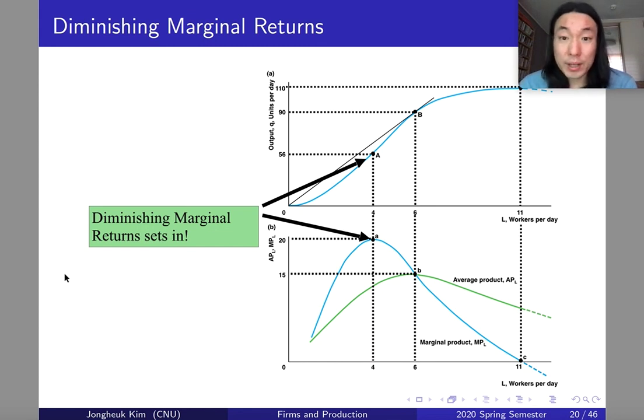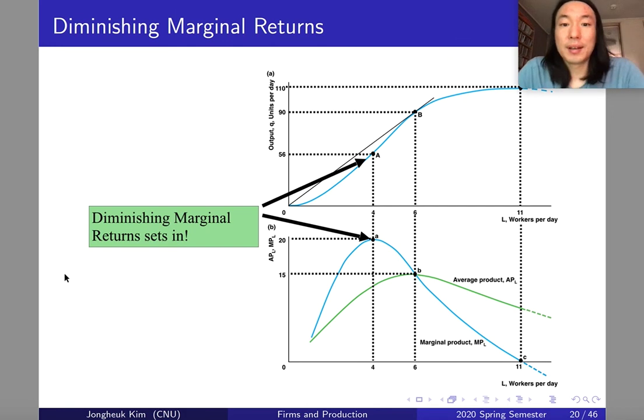How about the point B? At point B, B is the highest point of the APL. It is the maximum. More mathematically, it is the local maximum point of the APL function. Your MPL graph will always cross that point. So that is our first finding: your MPL graph will cross the maximum of APL.